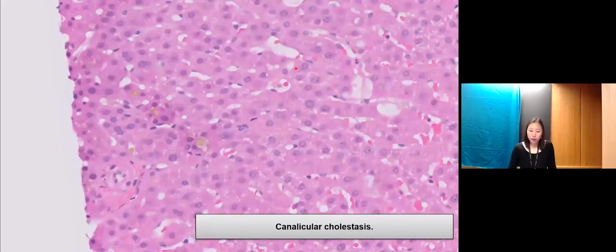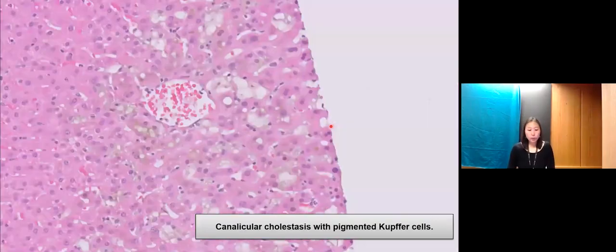So most of her liver biopsy actually shows some pretty mild nonspecific findings. So here we can see a level of canalicular cholestasis without a ton of evidence of feathery degeneration or injury in the background. But there were also other areas of her biopsy that showed a little bit more evidence of that injury. Here you can see, in addition to the canalicular cholestasis that's present, numerous Kupffer cells that are pigmented and accumulating bile salts.